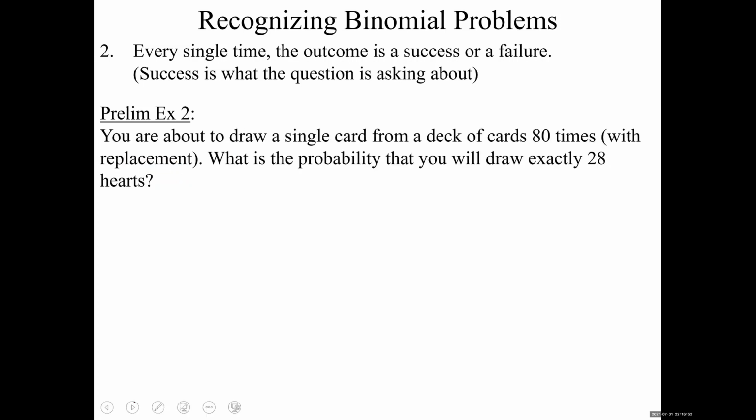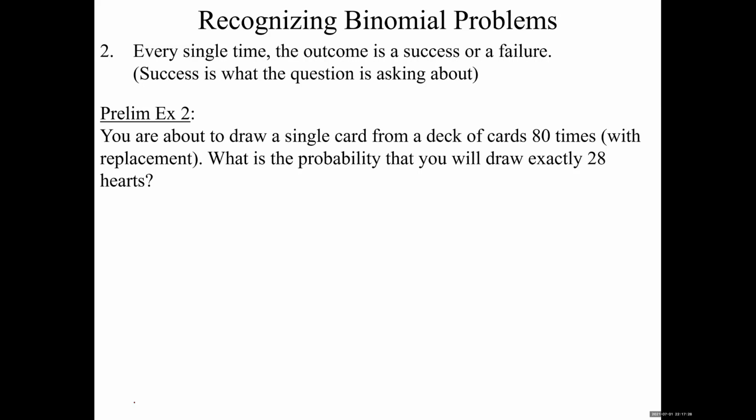So back to this one. You're about to draw a single card from a deck of cards 80 times with replacement. What's the probability you draw exactly 28 hearts? Okay, I'm drawing 80 cards, so I'm doing something 80 times total. But every single card I draw is either a success or a failure. If I draw a card, it's a success if it's what? If it's a heart. Yes, I'm drawing one card. I'm looking at it. If it's a heart, I got a success. If it's not a heart, it's a failure.